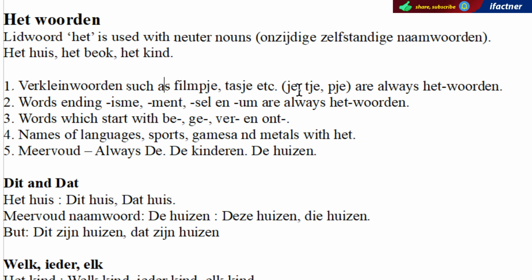And kleine woorden usually end with -je, -tje, -pje, -etje or -atje, and they are always het woorden. So if you are using kleine woorden, that is the small words or smaller things, for example, we say schatje to a kind. Schat is my love, lovely, and schatje is lovely for a boy, for a girl, for a kid.